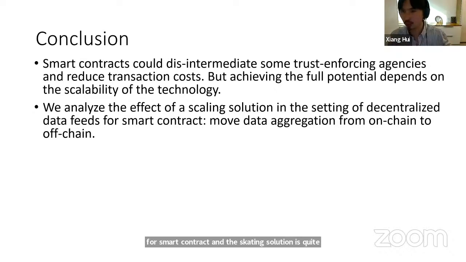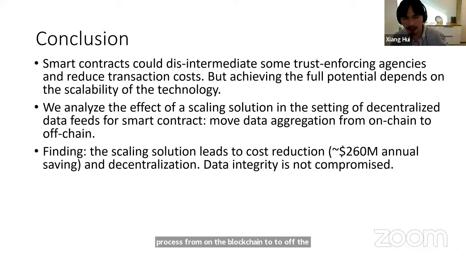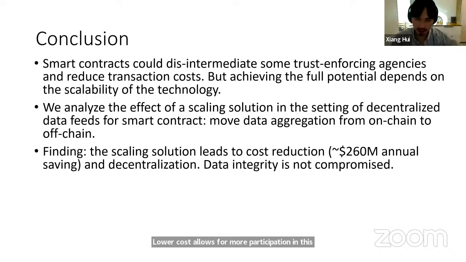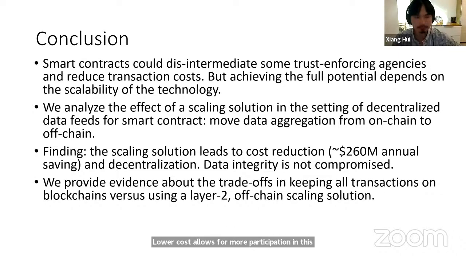It's called an off-chain solution, which is to move the data aggregation process, or in general, some computation process, from on the blockchain to off the blockchain. And we find that the scaling solution leads to cost reduction and decentralization while the data integrity is not compromised. And that's coming from the fact that the lower cost allows for more participation in this decentralized voting, which actually increases the quality of the data feed.